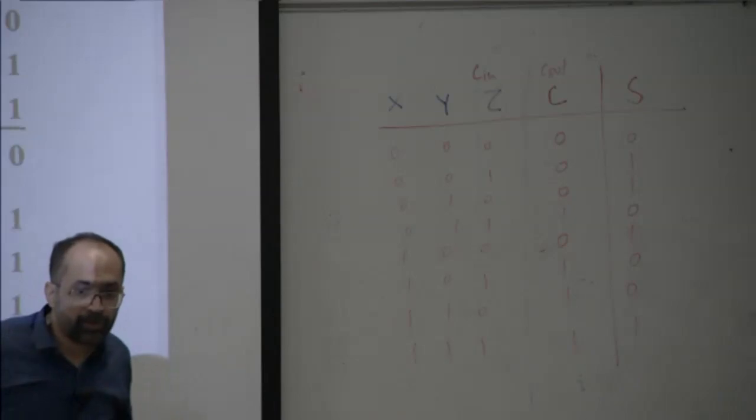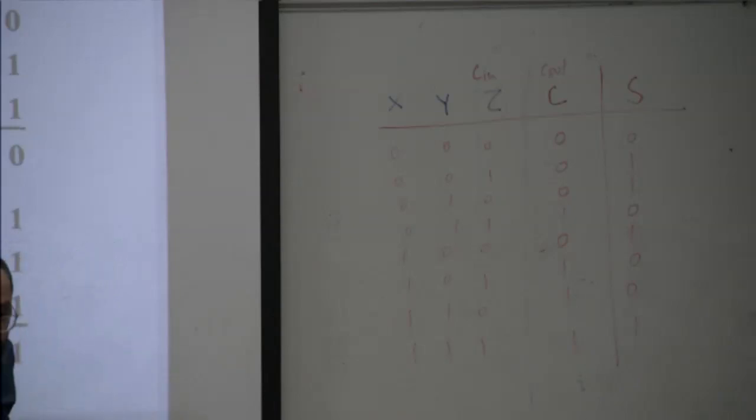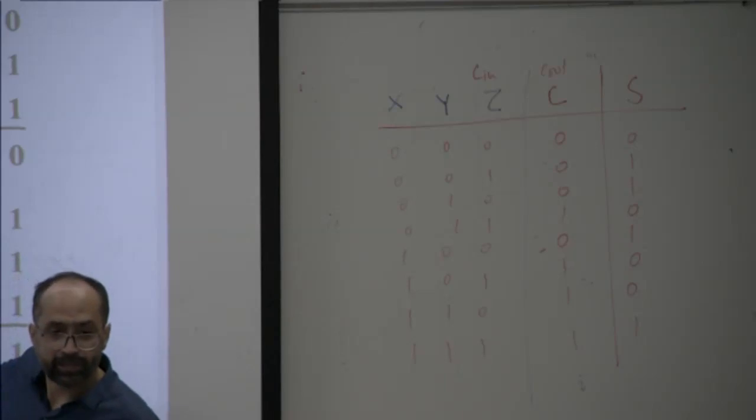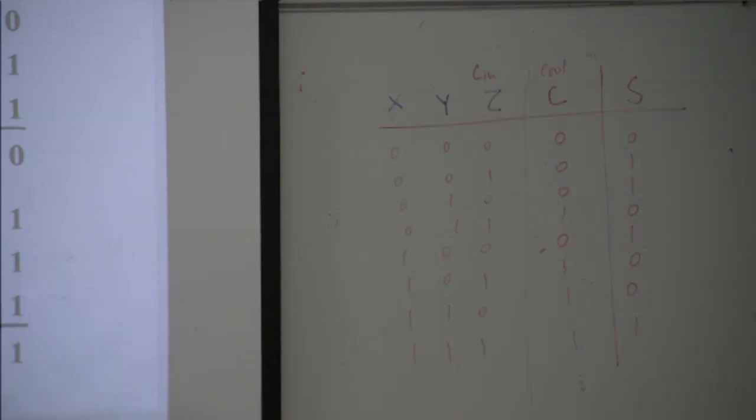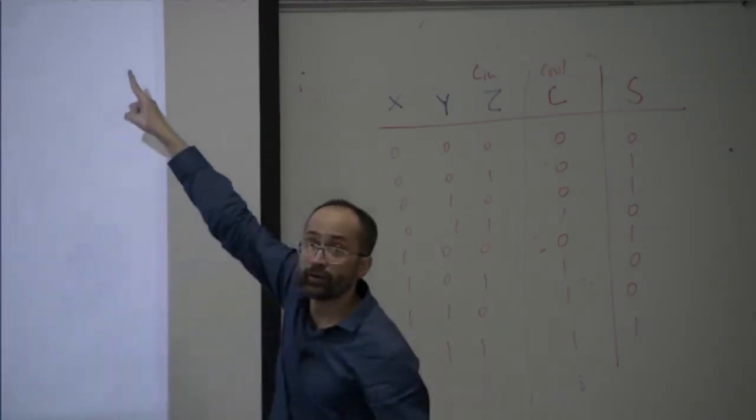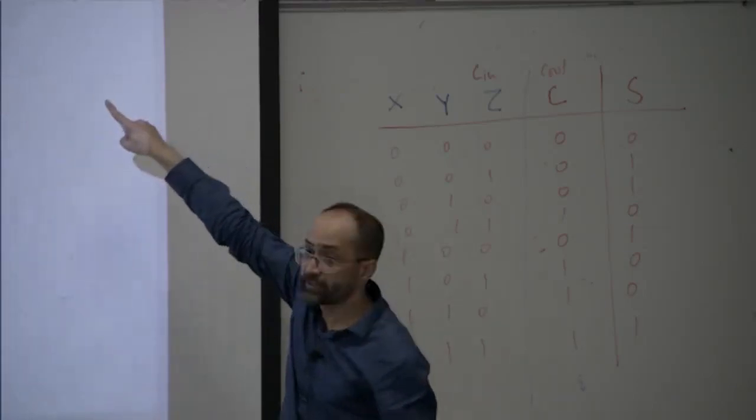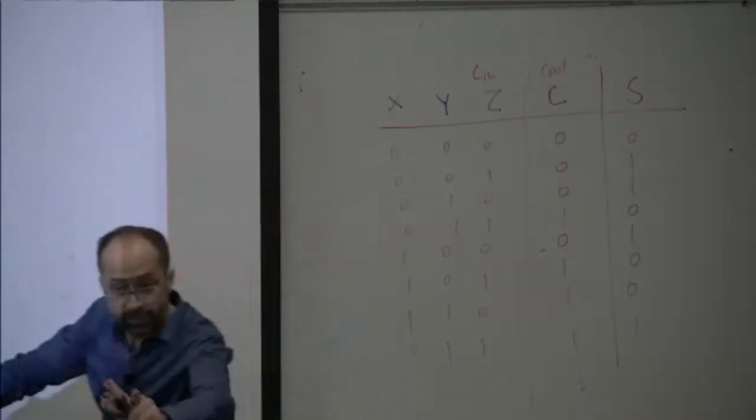Yes, please. Why do we need Z? Why do we need carry in if we're just adding X and Y? Because when we want to perform a multi-bit addition, I will come to that in the next slide. I will explain it there. Now this is an example. What is n here? We want to add two numbers of 5 bits each. Now I'll explain this with an example.